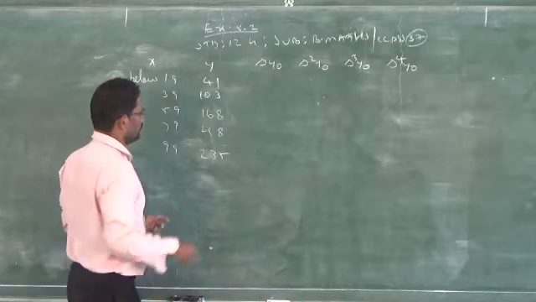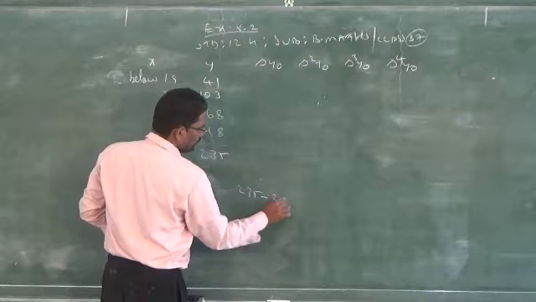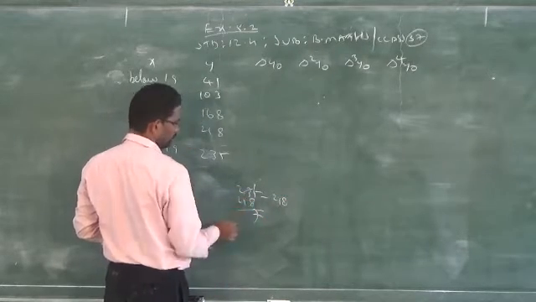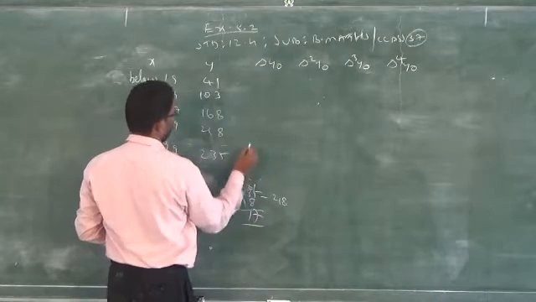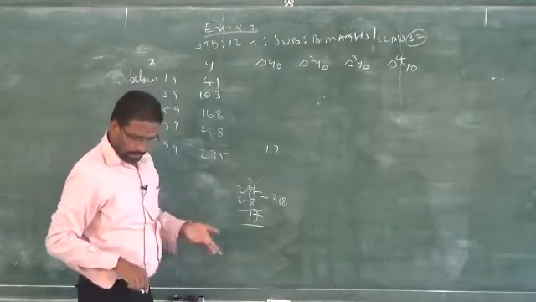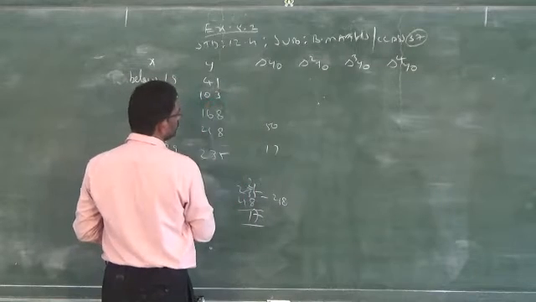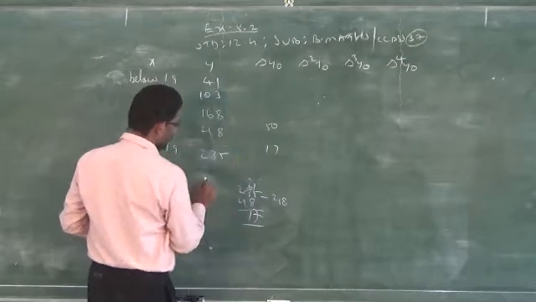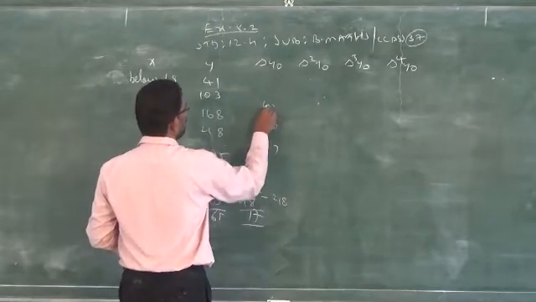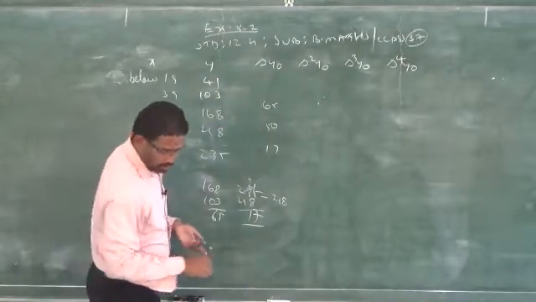How do you find delta y naught? Subtract these two: 235 minus 218, that is 17. 218 minus 168, when you subtract these two, you will get 50. Then subtract these two: 168 minus 103 is 65. Then 103 minus 41, what is that? 62.